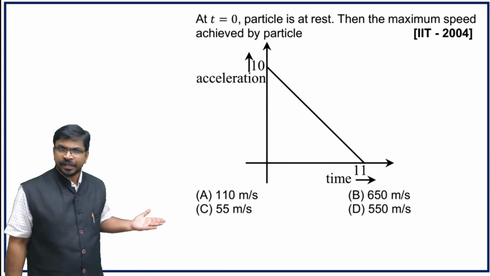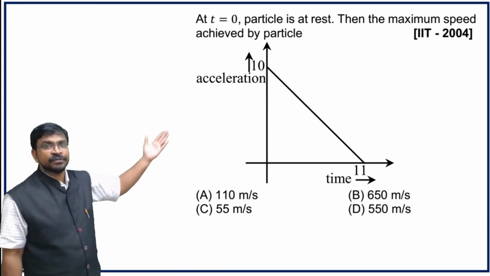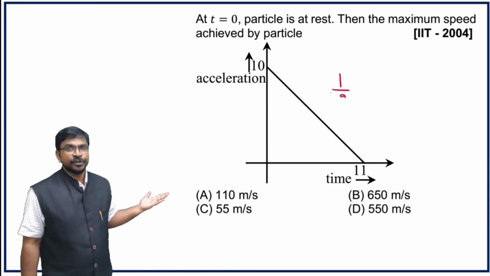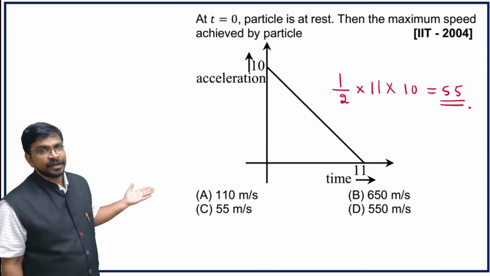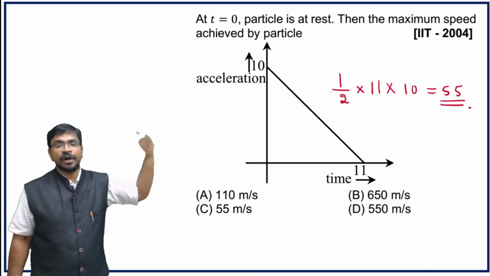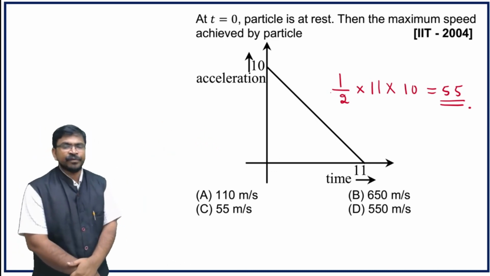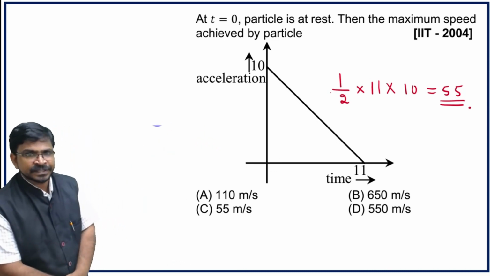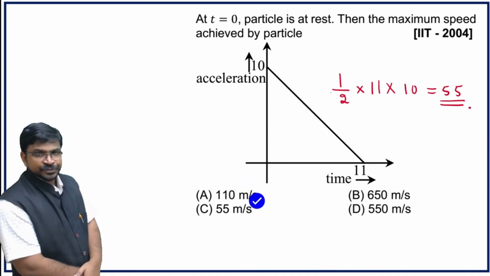So area under the curve. What is the shape of the area here? Triangular shape. So half into base into height, where base is 11 units and height is 10 units. So half into 11 into 10 is 55 meters per second. Option C. Very simple question.